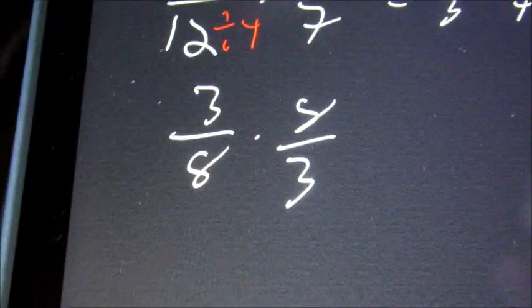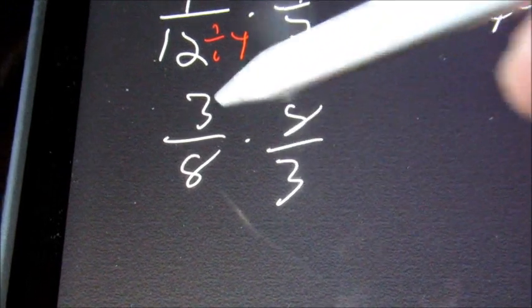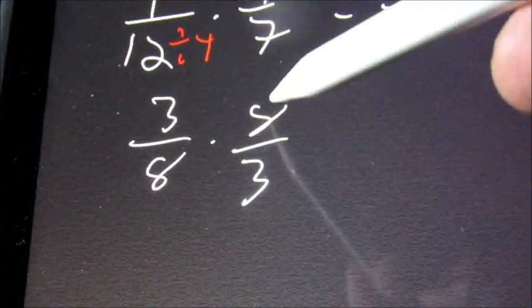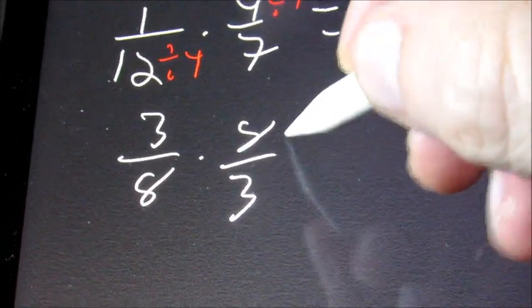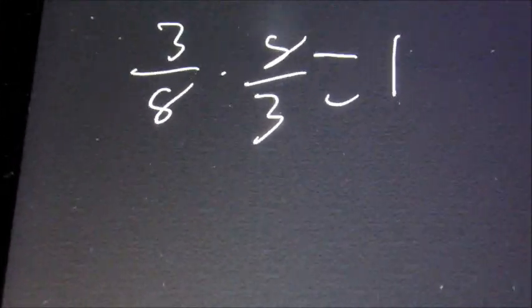So let's just look at kind of what we did here. Let's say we have 3 over 8 times 8 over 3. So here we have 3 on top and 3 on bottom. So 3 divided by 3 is 1. We have 8 on top and 8 on bottom. 8 divided by 8 is 1. So all we're left with is 1. So see, this makes it a lot easier. We have fewer steps to do.